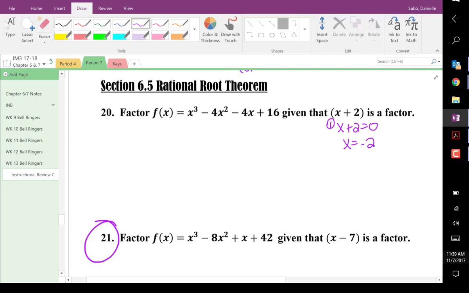Because now we're going to do synthetic. We like synthetic. Synthetic's fun, for me at least. Step 2 is synthetic. I'm going to use my 1, my -4, -4, and 16.